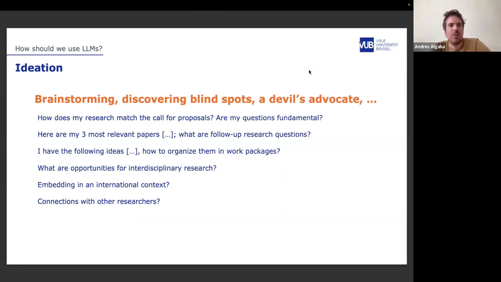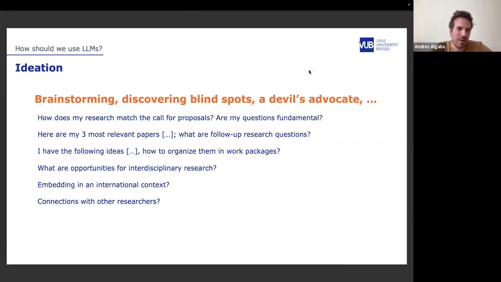Now, some use cases, for example, ideation, when you're brainstorming, when you have written a text and you want to discover some of your own blind spots, if you need a devil's advocate. You can always ask a colleague, but colleagues are busy. So try to use ChatGPT as some kind of colleague here.